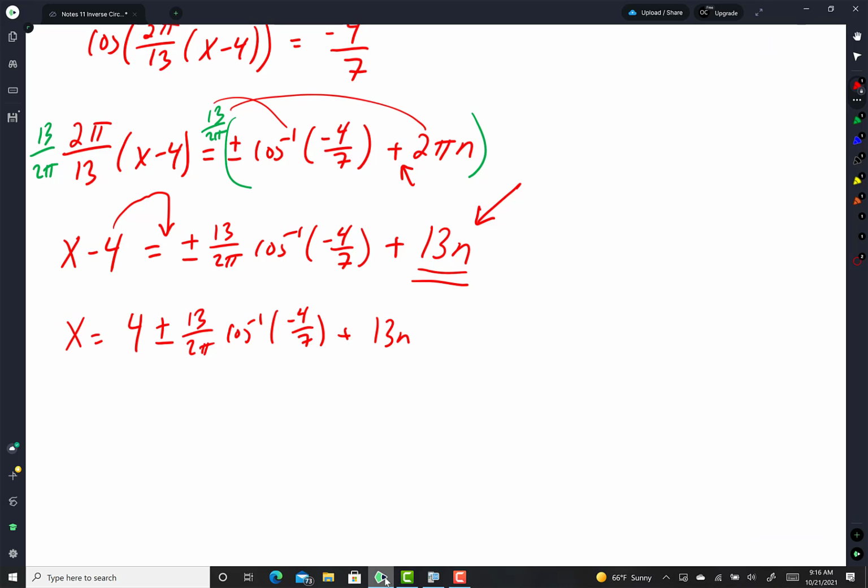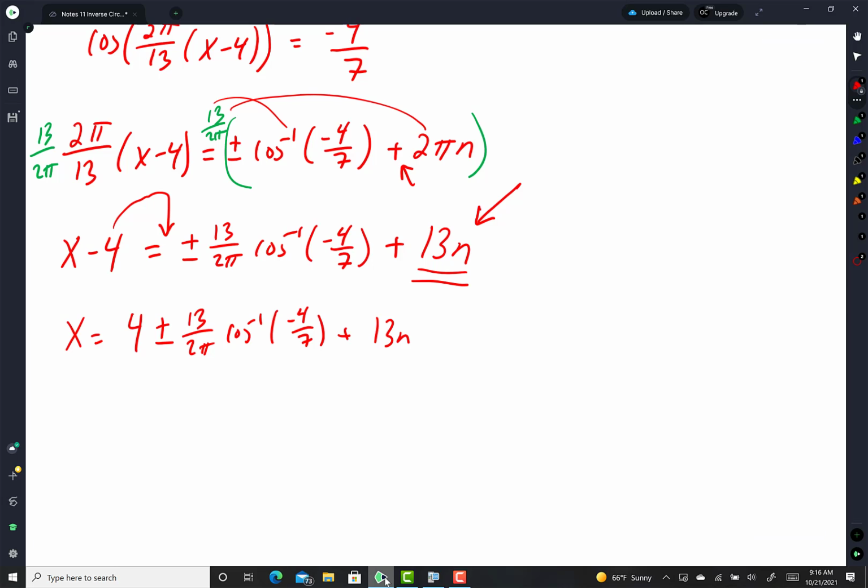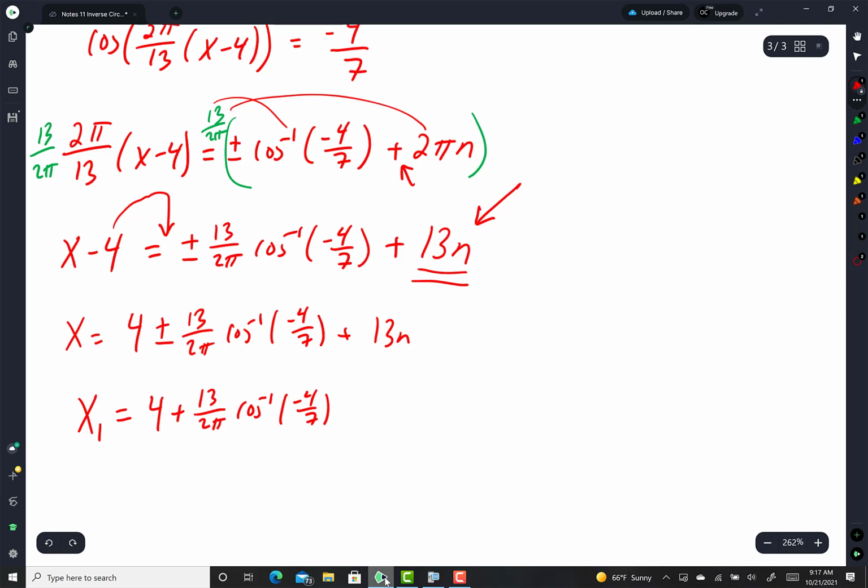Are we cool? So here are your two equations. These are called general equations. x1, or x subscript 1, equals 4 plus 13 over 2 pi arc cosine of negative 4/7 plus 13n. And then x2, instead of plus, I'm going to do 4 minus 13 over 2 pi arc cosine of negative 4/7 plus 13n.